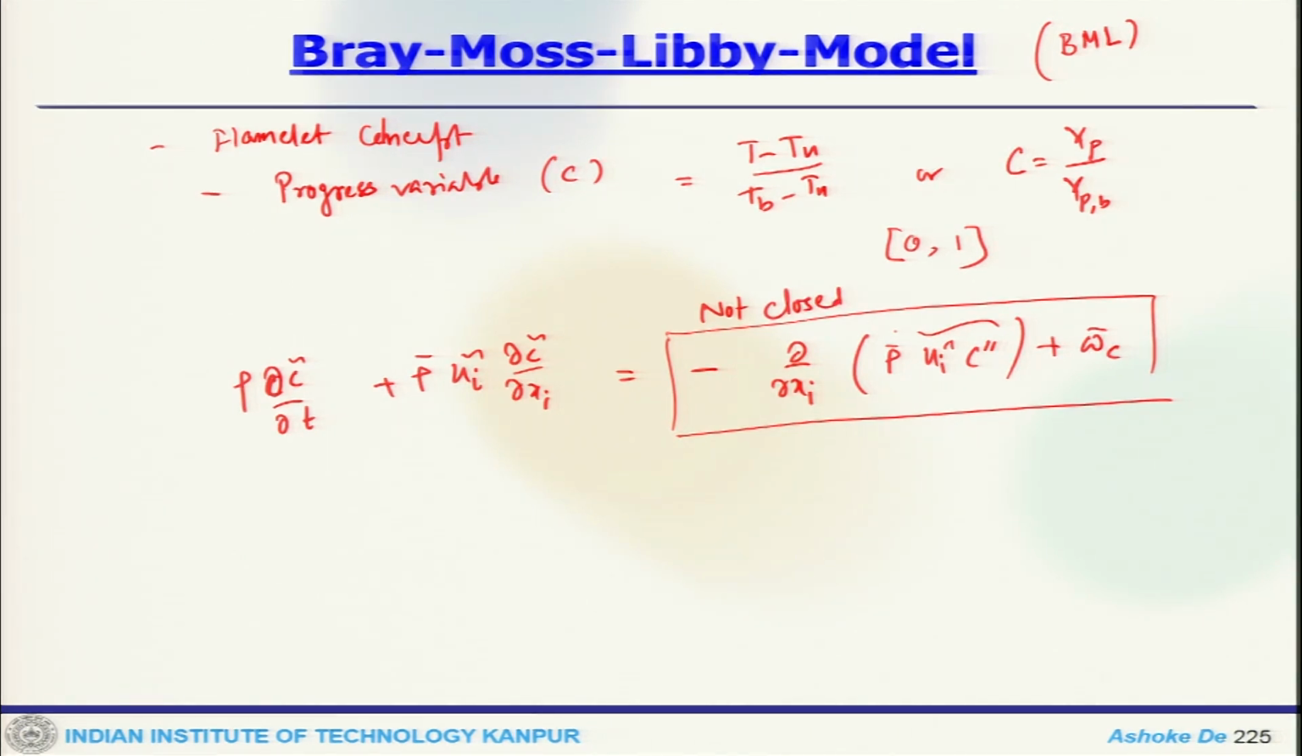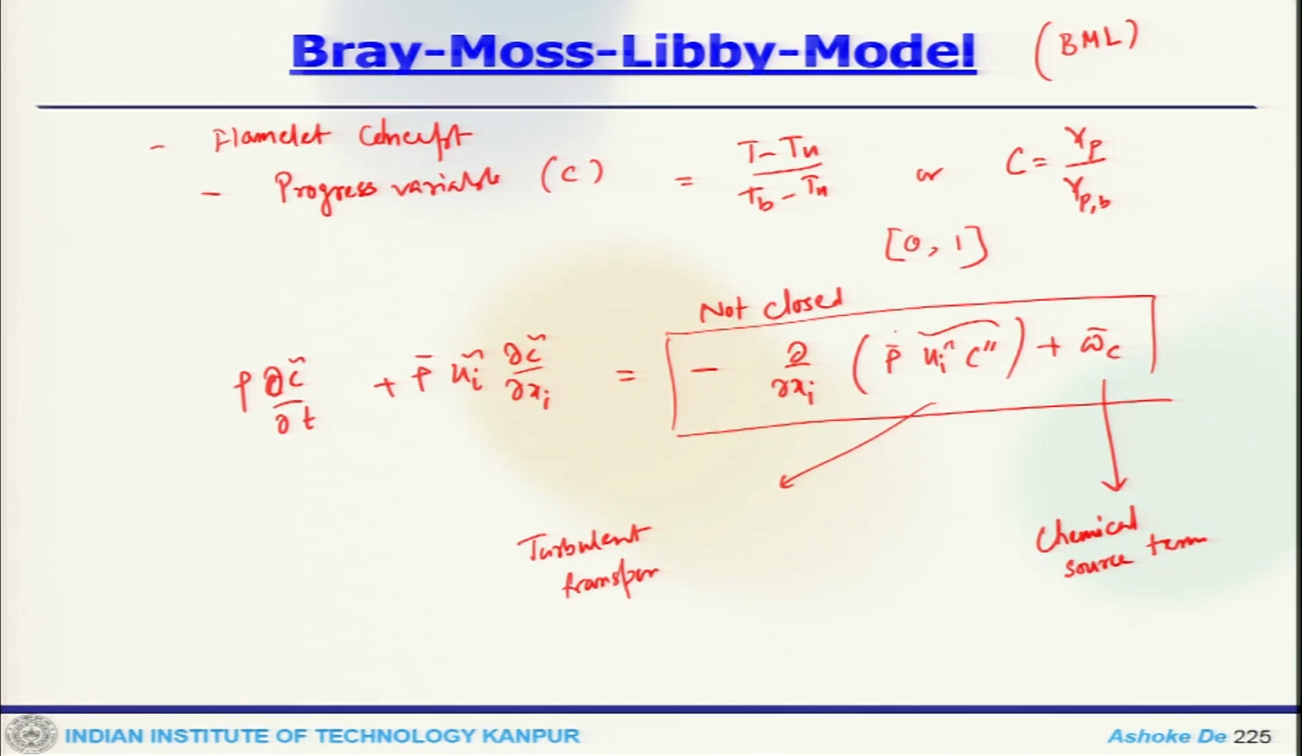Now, this is the turbulent transport or turbulent flux, and this is the chemical source term. So you get this set of equations.